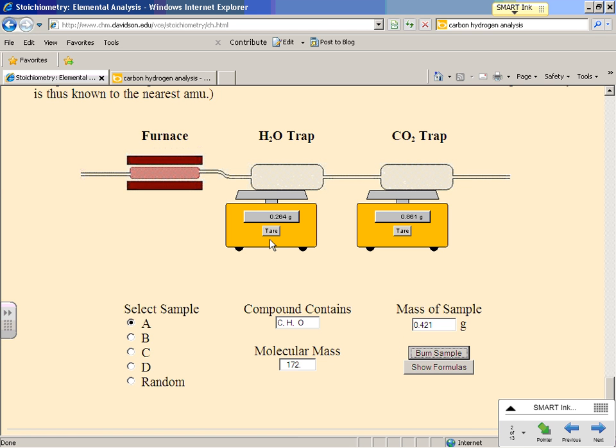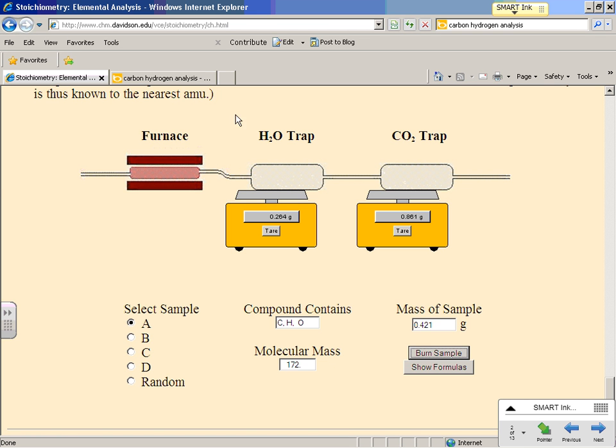Knowing the masses of the carbon dioxide and the water, we can work our way backwards and find the moles of hydrogen that were in the original sample, because that's the only place it could have come from, and the moles of carbon that were in the original sample. Once we have those moles, we can divide by the smallest number, get a whole number ratio, get an empirical formula, get a molecular formula just like before.